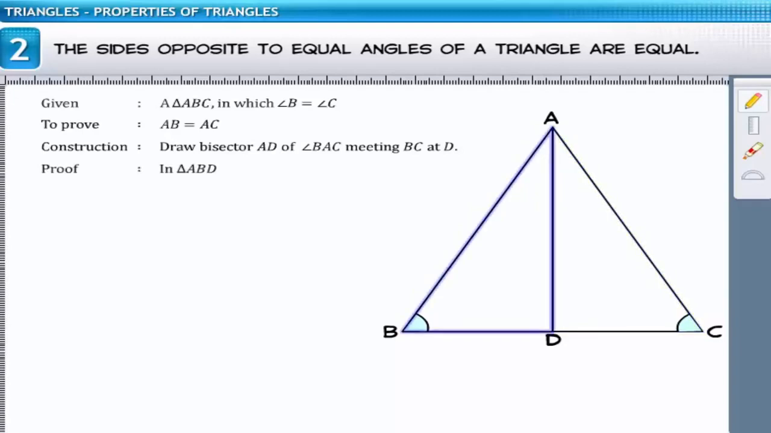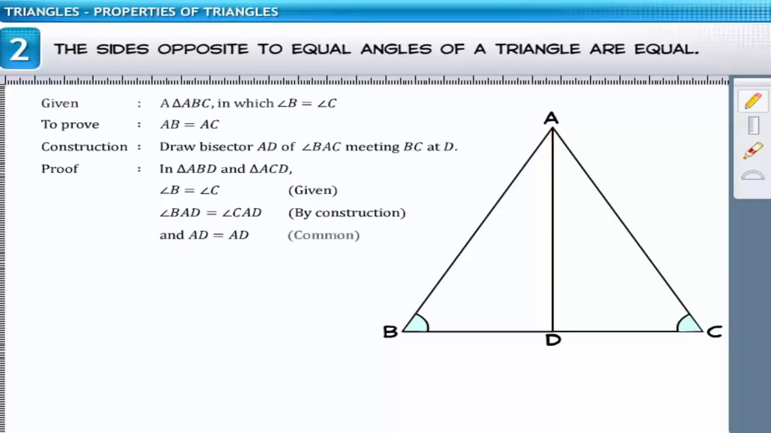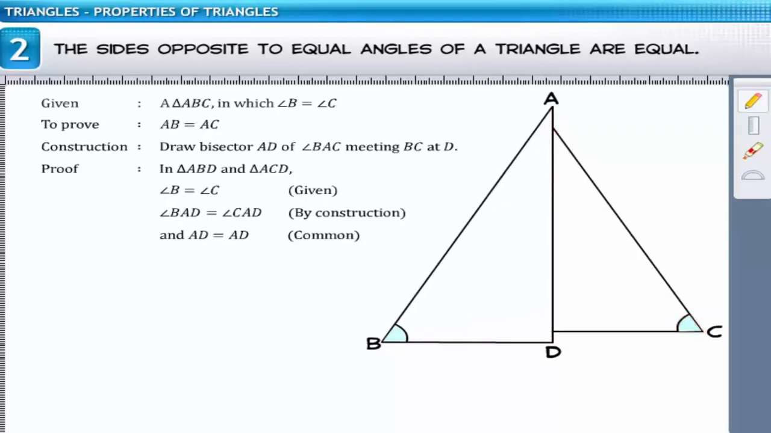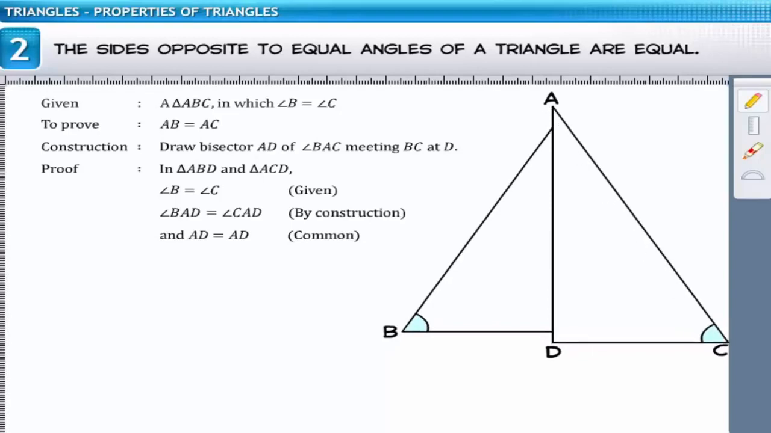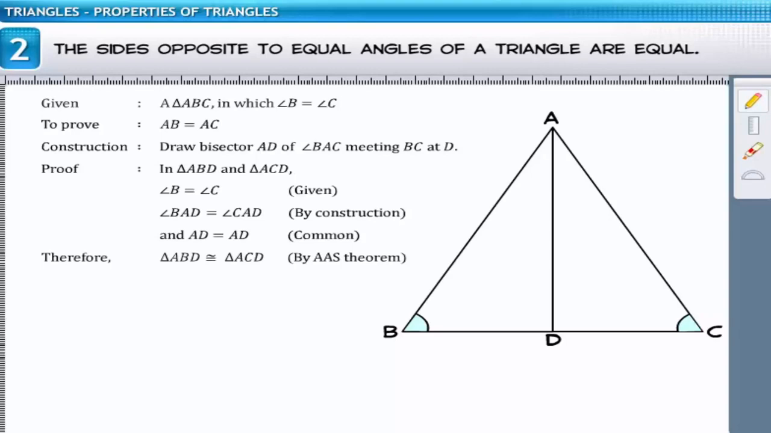In triangle ABD and triangle ACD, we are given that angle B is equal to angle C. Angle BAD is equal to angle CAD, since AD is bisector of angle A, and side AD is common to both the triangles. Now, as we know, by the AAS criterion, if two angles and one side of one triangle equals two angles and one side of the other triangle, then the two triangles are congruent. Thus, triangle ABD is congruent to triangle ACD. And since corresponding parts of congruent triangles are equal, side AB is equal to side AC.